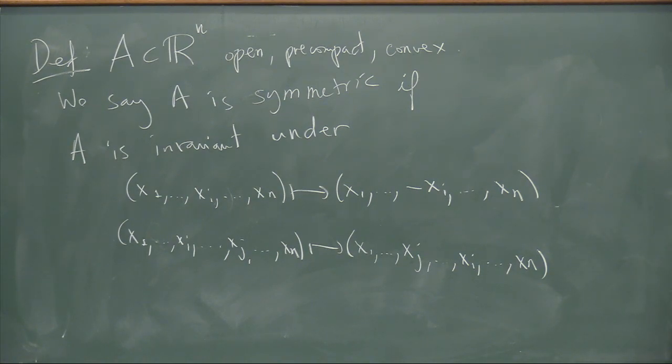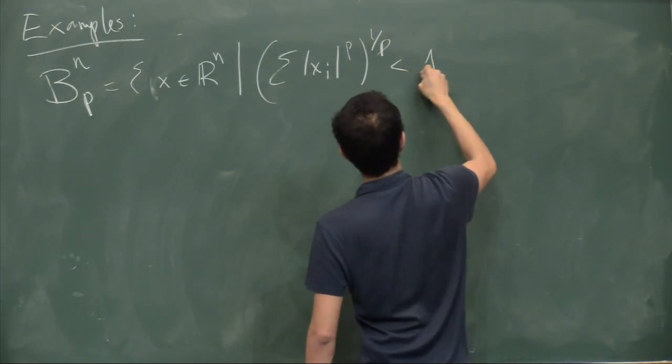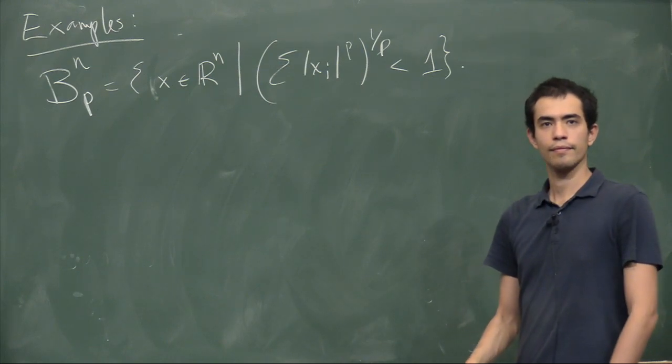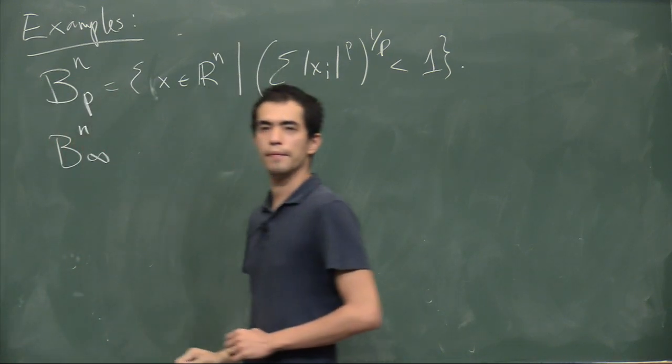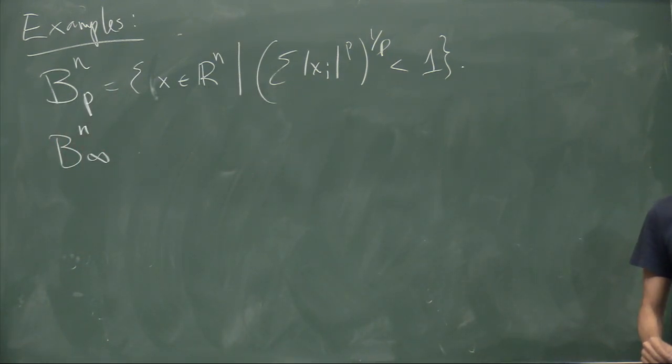So a big source of examples of symmetric domains are the p-balls, so norm p. So this is the set of x in R^n such that the sum of |x_i|^p, to the power 1 over p, is less than 1. Okay? So we can also talk about the infinity ball, which is the limit of that, or the norm infinity.